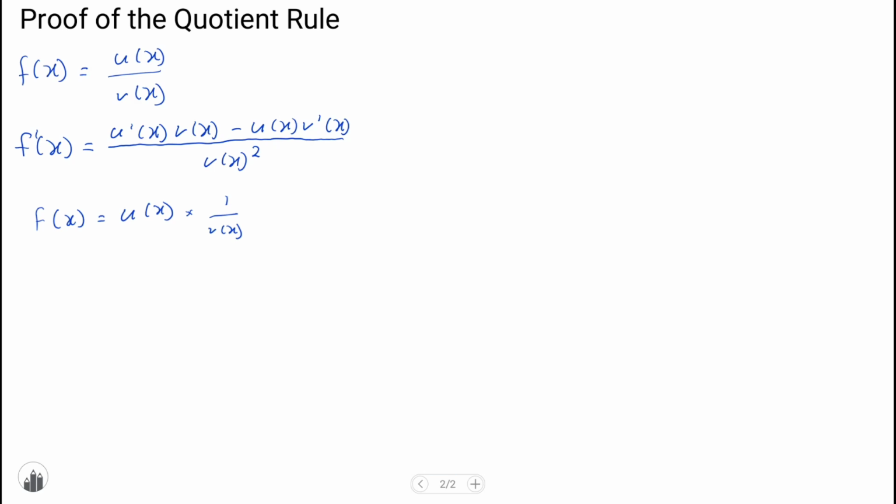Well, first of all, I'm going to rewrite my function, and I'm going to just substitute some other variable in this, just so it becomes a little bit nicer to look at. So I'm going to let a of x be equal to all of the stuff here. So I'm going to say let a of x equal 1 over v of x. Okay, just for now. And so now you can see, as long as a of x is defined as 1 over v of x, this now becomes a problem that you can solve using the product rule.